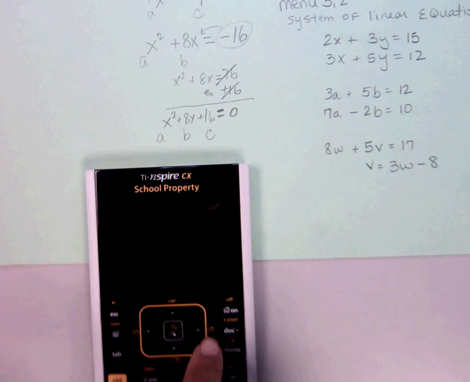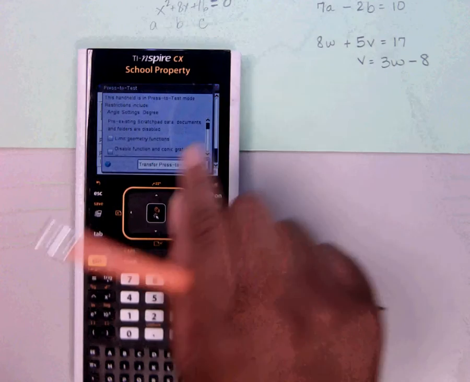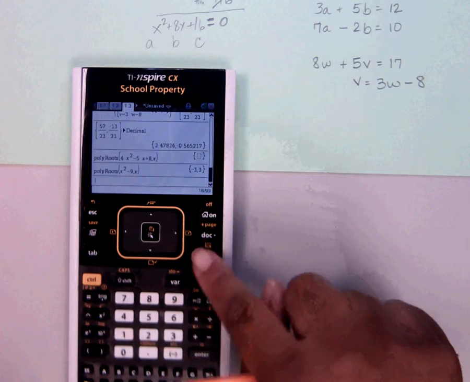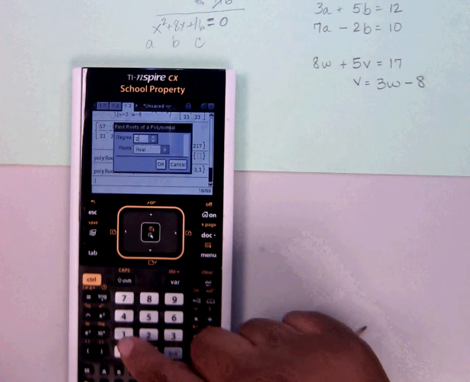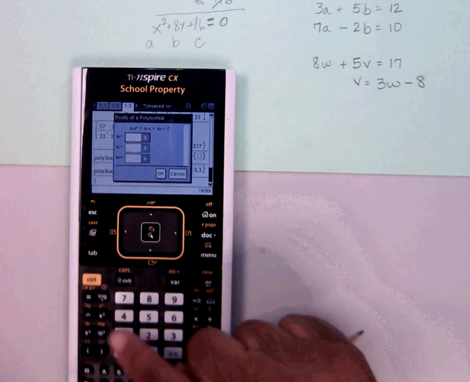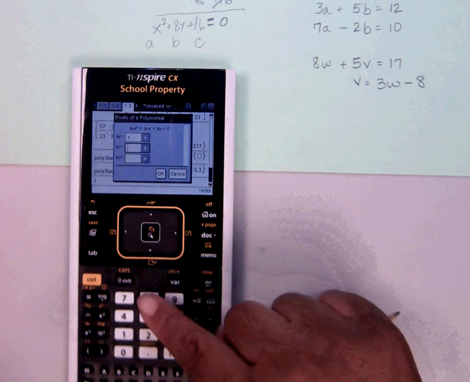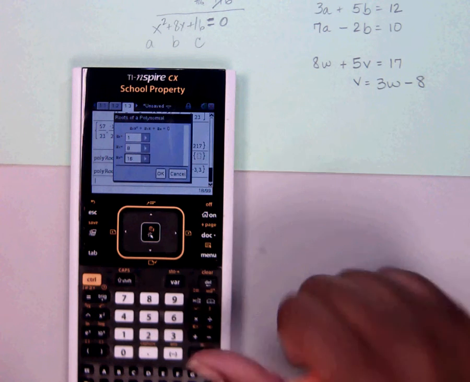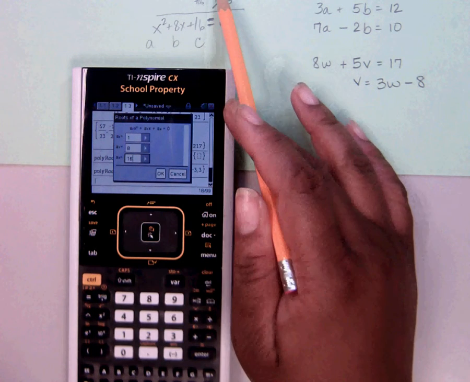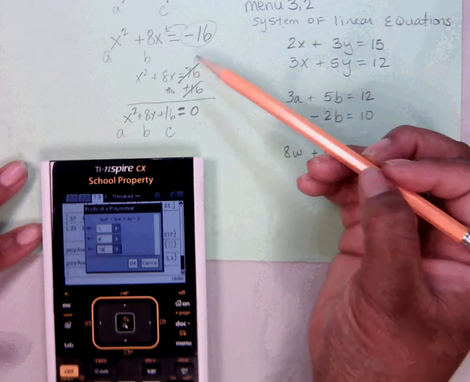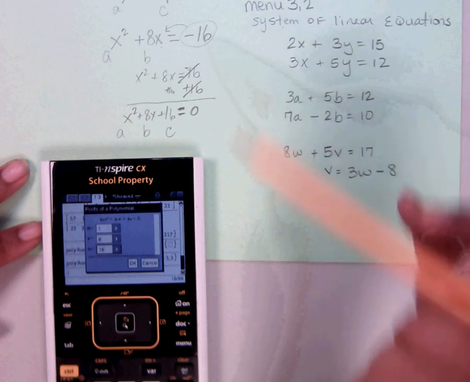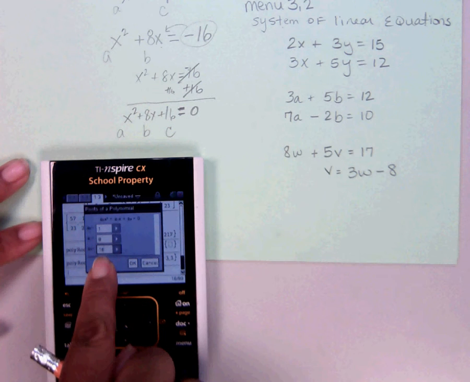So I'm going to turn my calculator back on because it timed out. Ignore this screen, that's just for testing. Okay, and then you 3, 3, 1. Yes, that's what I want. Enter 1, 8, 16. And not -16. See how that one said negative? Let me bring it down so you can see it. That one said -16. But what we entered in the calculator was a +16.